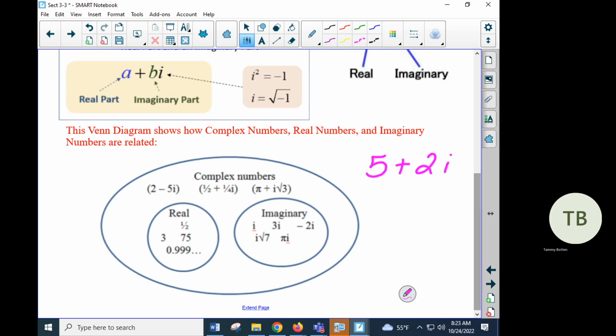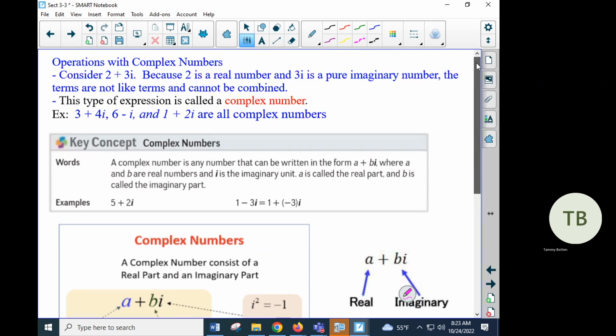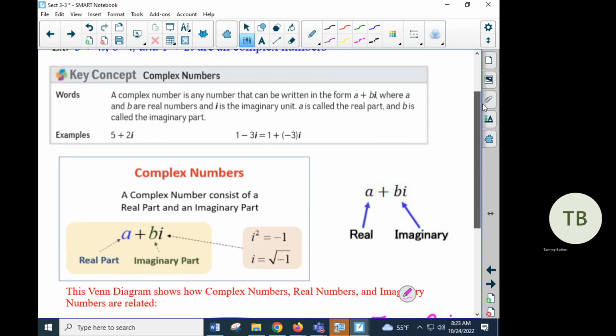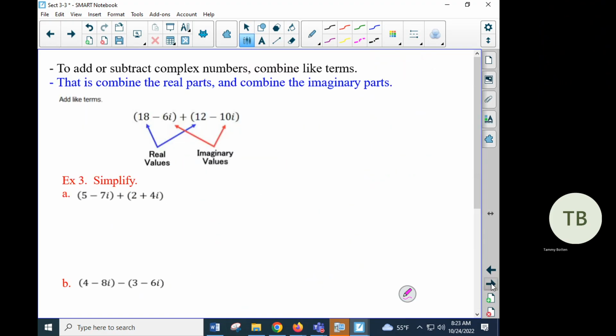So it's complex, it has a real and an imaginary part. Okay, so that's basically what all of this talks about. So let's go to this page. So what we're going to do next is we're going to add and subtract and multiply and divide complex numbers.